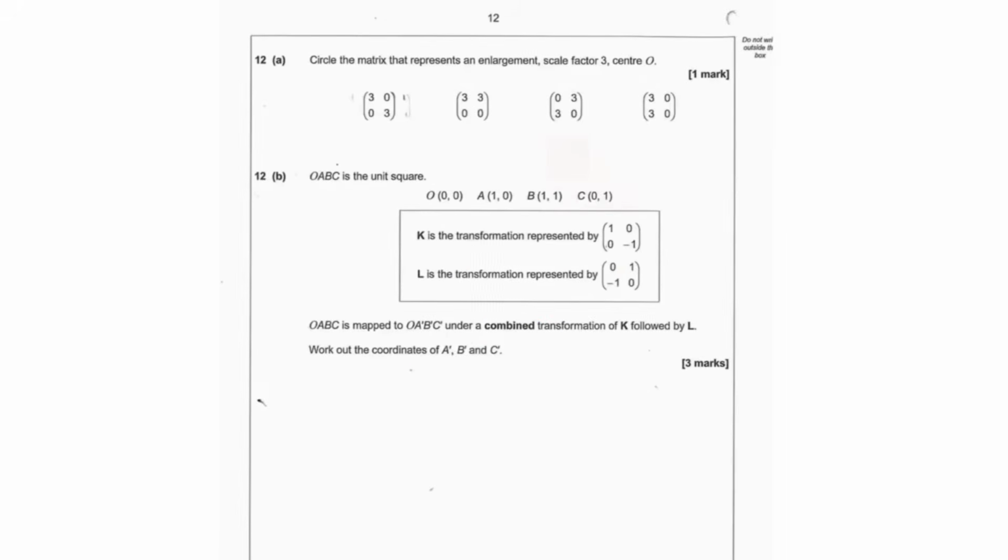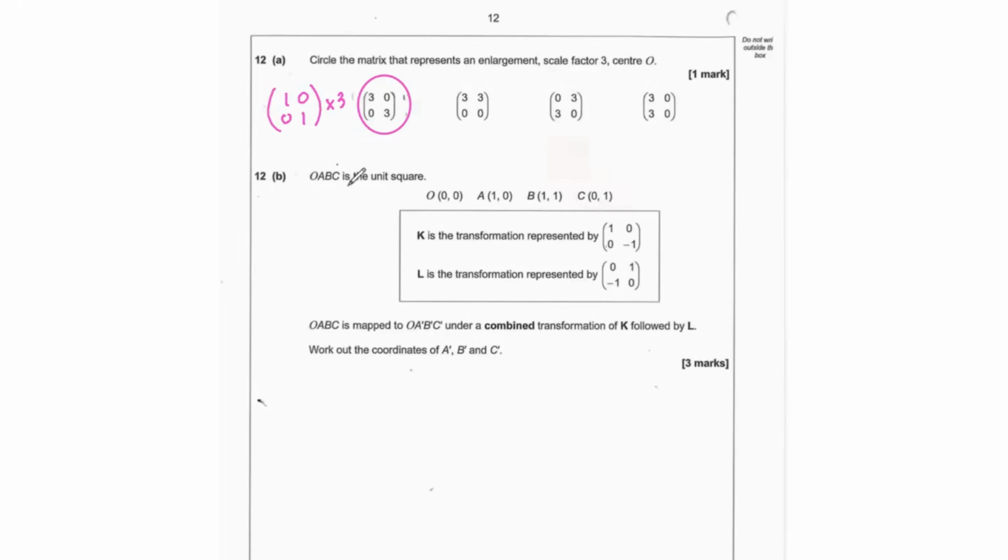Next question says circle the matrix that represents an enlargement scale factor 3 center O. So that is going to be this one. The reason being that your identity matrix is 1, 0, 0, 1. So when you times it by 3, it becomes 3, 0, 0, 3.